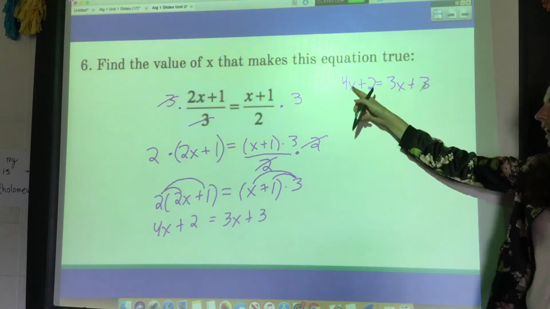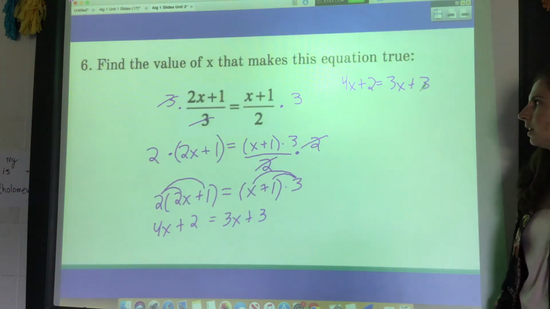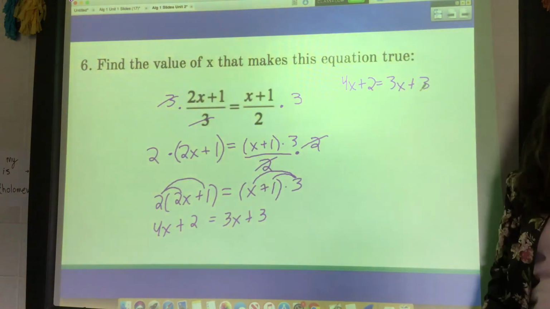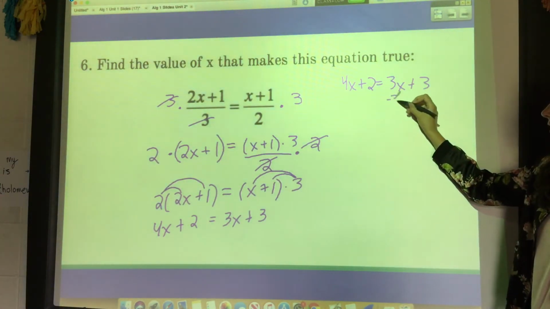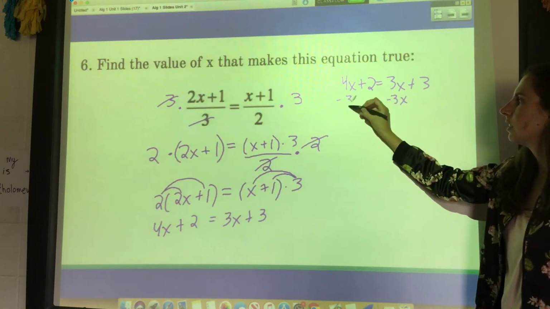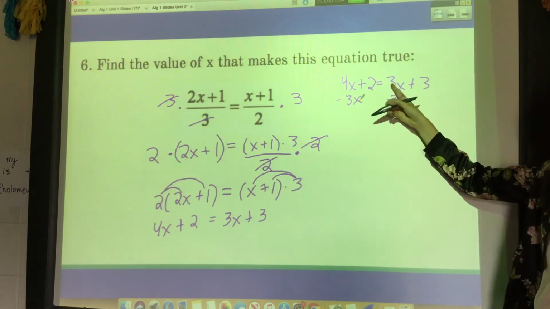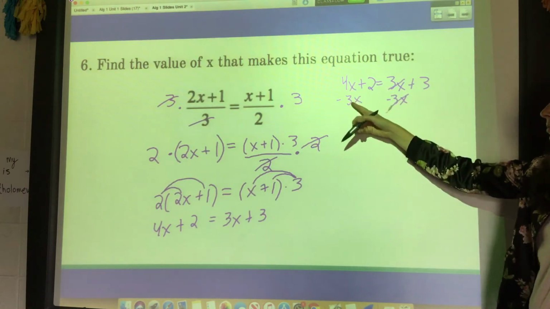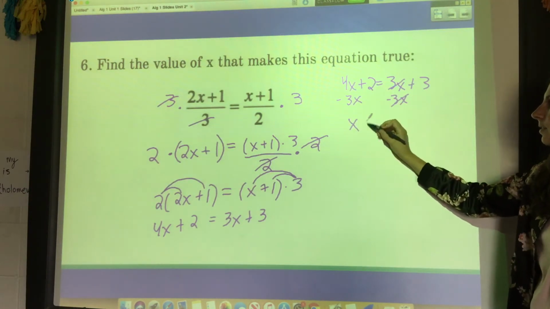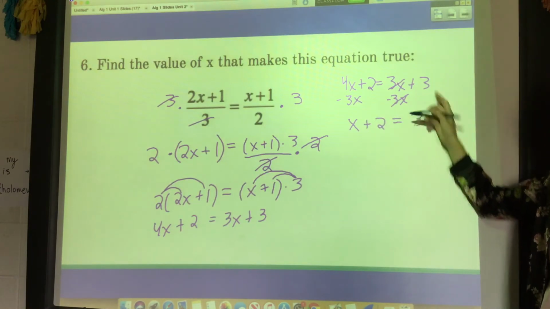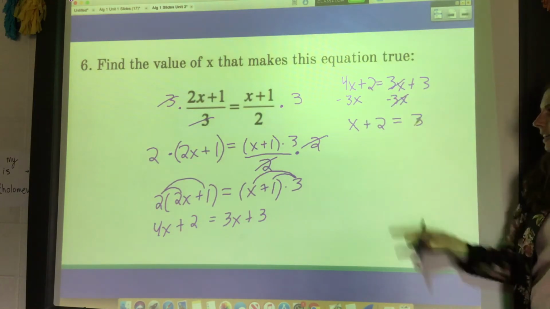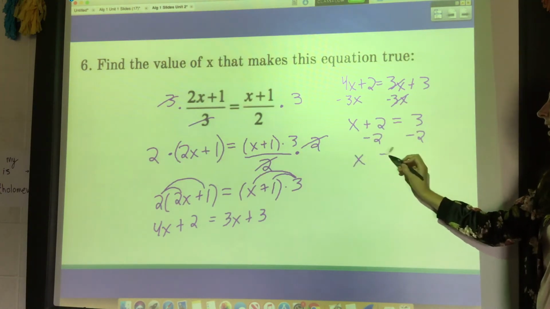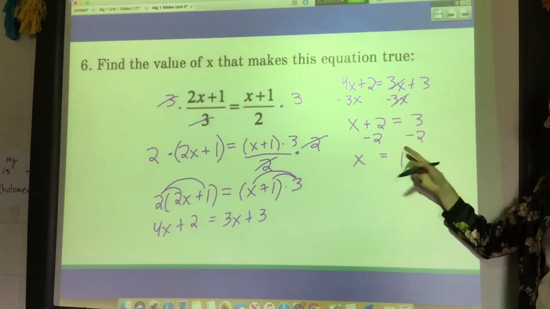Now I still have x's on both sides of the equation. So to eliminate that, I need to move this over here or this over here. It doesn't matter which. I'm going to move the 3x. So since it was plus 3x, I'll subtract it, and 4 minus 3 is 1x. Everything else stays the same. And now to get x by itself, just subtract 2. And finally, x is 3 minus 2, which is 1.